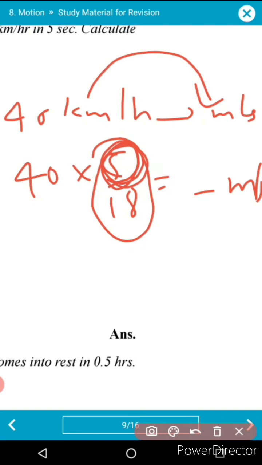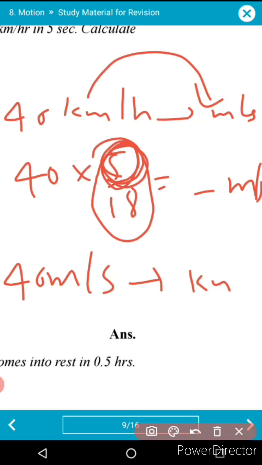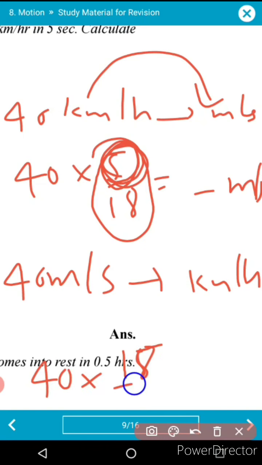Same as when you are dealing with 40 meter per second and you need to convert it into kilometer per hour. In this case, multiply by 18 by 5, with the higher value in the upward position. So your data is converted into kilometer per hour. Understood? Your data will be converted into kilometer per hour.